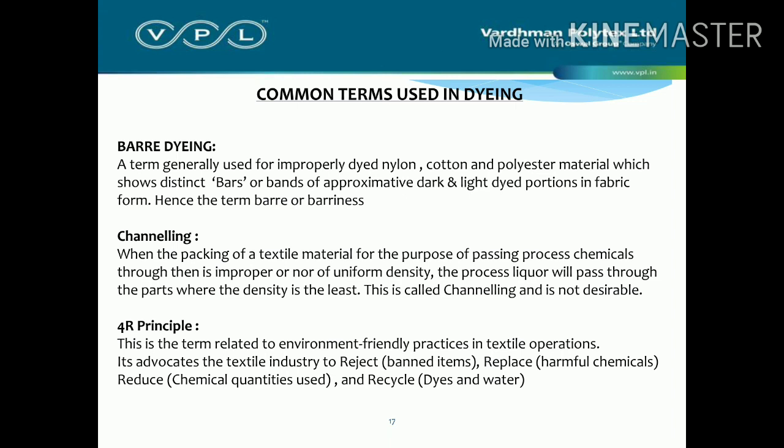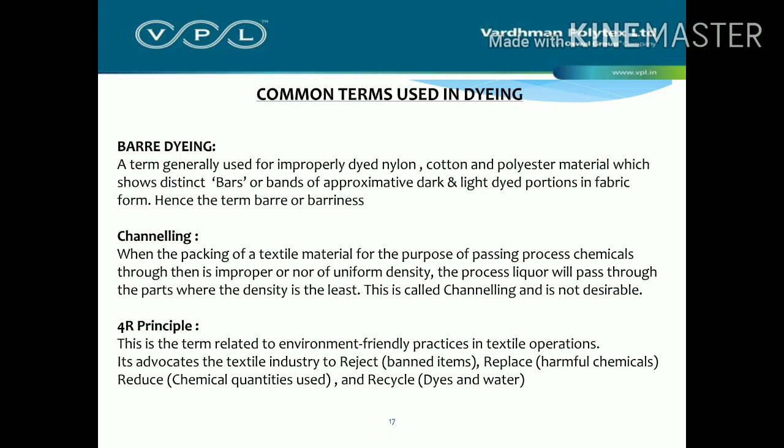Barre dyeing, a term generally used for improperly dyed nylon, cotton, and polyester material, which shows isolated bands of approximately dark, light, and undyed portions in the fabric form. Hence the term barre or barriness. Now the channeling. When the packing of the textile material for the purpose of passing process chemicals is not of proper density, the process liquor will pass through the parts where the density is least. This is called channeling, and it is not desirable.